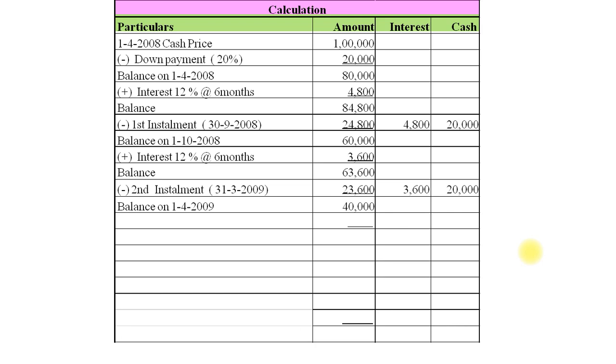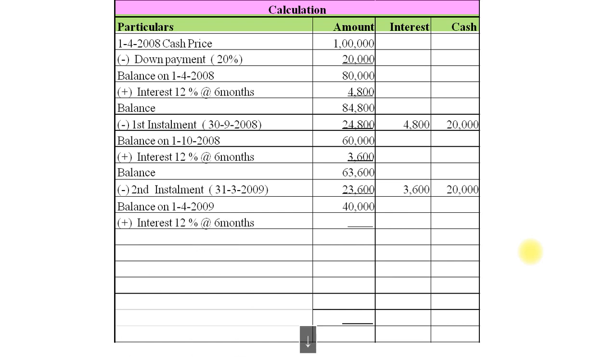If you can observe here, the year is one, 2008-09, but in this 2008-09 we are having 2 installments of 6 months each. Okay, on September and March. The same will be followed for the next year, that is 2009-10.